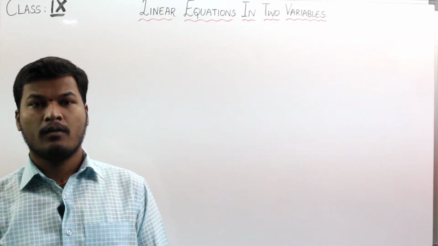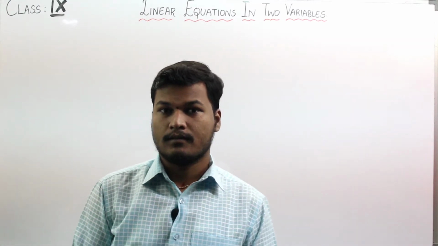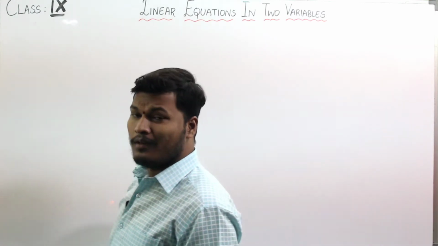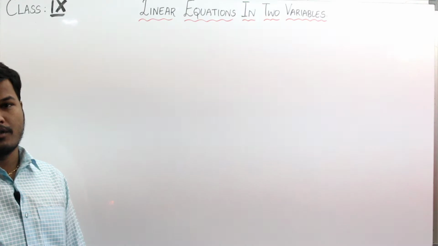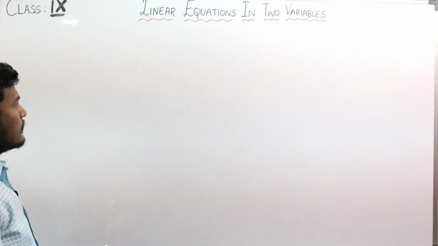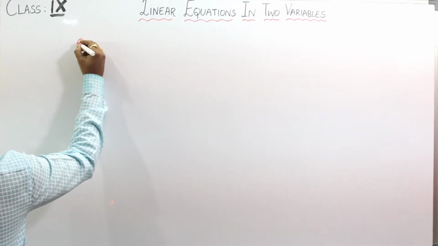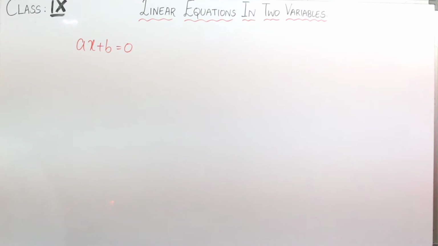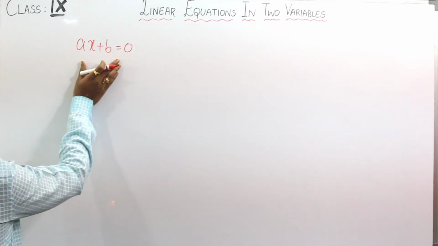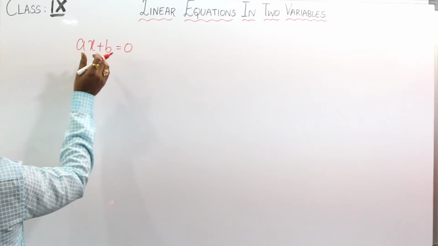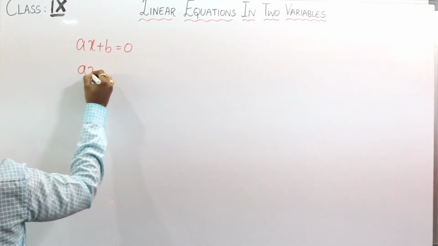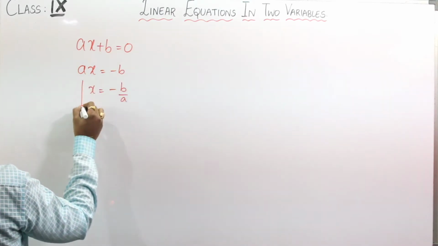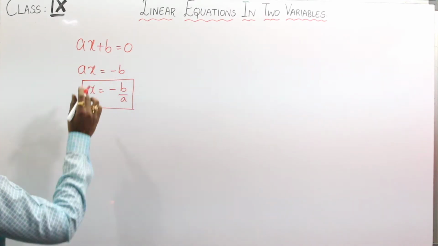So today we are going to discuss a topic of class 9th, that is linear equations in two variables. You might have already read about linear equation in one variable, that is an equation in the form of ax plus b is equal to 0. This linear equation will have a solution, that is ax is equal to minus b and x is equal to minus b by a.